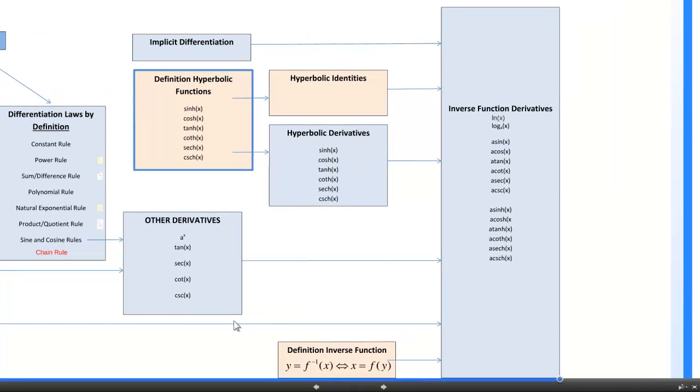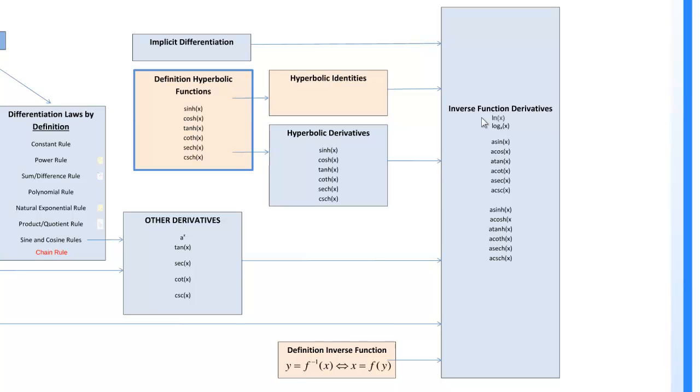And then finally, we are going to be able to obtain the derivatives of the inverse functions of all these functions that we now know how to differentiate. And the way we do that is we take implicit differentiation and the definition of the inverse function from pre-calculus, and we can combine those to come up with the derivatives of the inverse functions for those functions that we know how to differentiate.